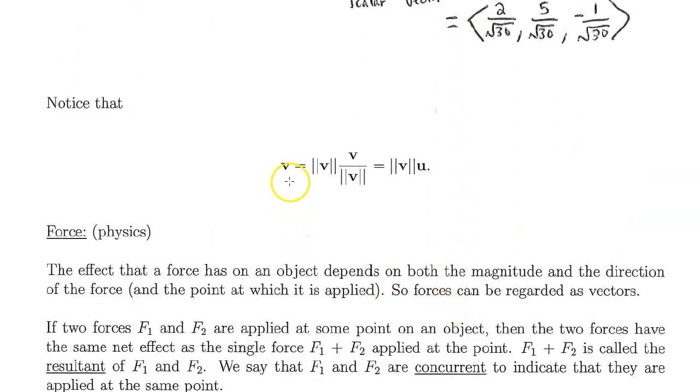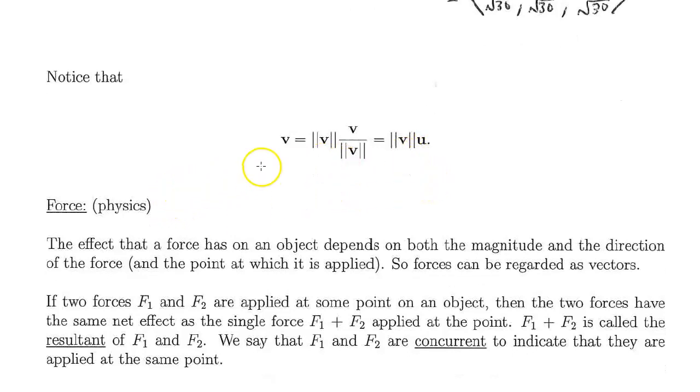Notice that a vector v is obviously equal to the norm of v over the norm of v times v, which is just 1 times v. But notice that v over the norm of v, we could write that as u. So v over the norm of v is just a unit vector in the direction of v, and we'll use that letter u to denote that. So we can always write a vector v as the length of v times a unit vector that's in the direction of v. All right, so that's important to know.